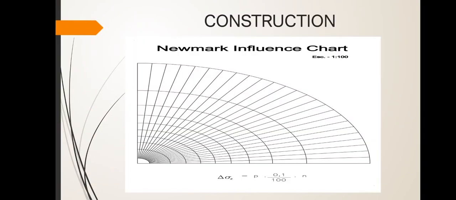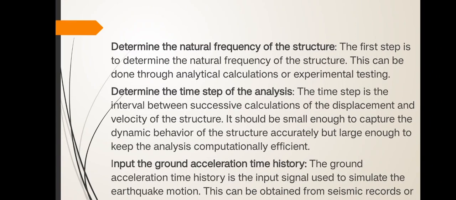Construction. These are the construction steps of Newmark influence chart, and the equation is delta sigma z equals p zero by 100 into n. Determine the natural frequency of the structure. The first step is to determine the natural frequency of the structure. This can be done through analytical calculations and experimental testing.